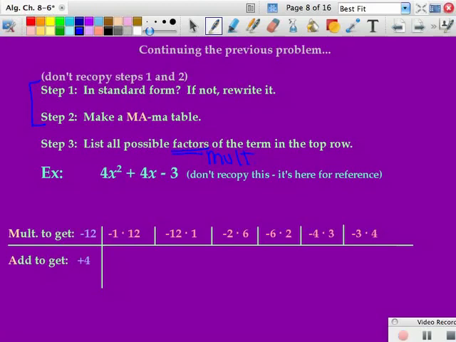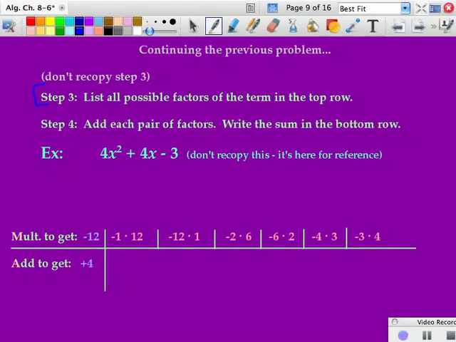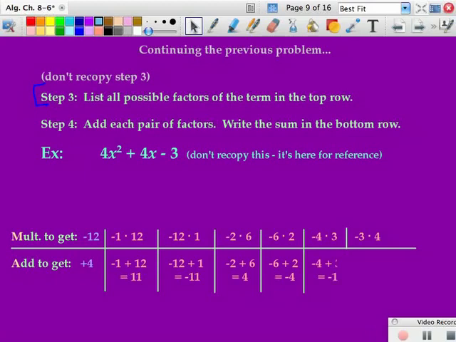Now our next step, this you already have. After you have figured out all of those factors, in the next step you're going to add each set, so each pair, and you're going to write the sum below it. So, working our way through. First, take -1, and instead of multiplying it by 12 like we did up here, we're adding it to 12. Okay, so we're going through. Here we get 11, then we get -11. -2 plus 6 is 4. -6 plus 2 is -4. -4 plus 3 is -1, and -3 plus 4 is +1.